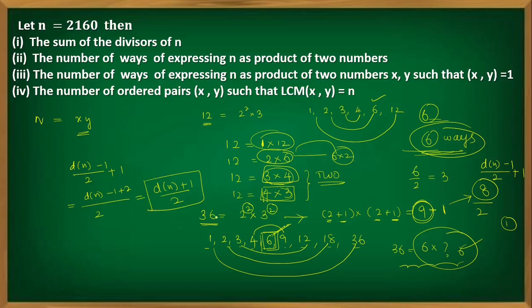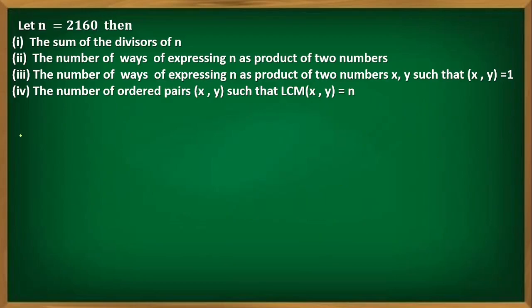When do we have to use this? If all the powers of each prime are even. Whenever all the powers of the primes are even, the number will become a perfect square. You can see that 36 is 6 square, which is a perfect square. That's why here we are getting 6 into 6 only one way. So if n is a perfect square, one rule we use. If n is not a perfect square, the other rule we use.